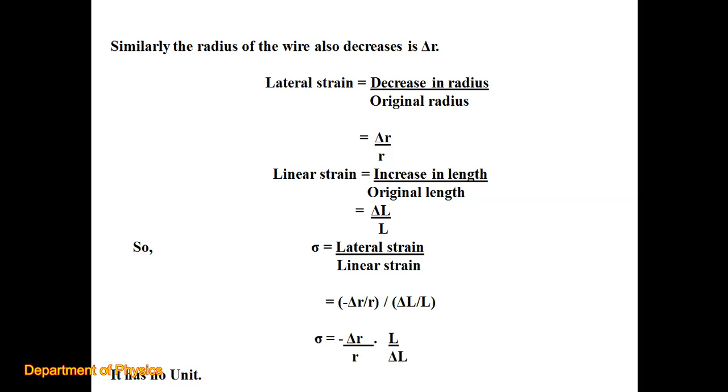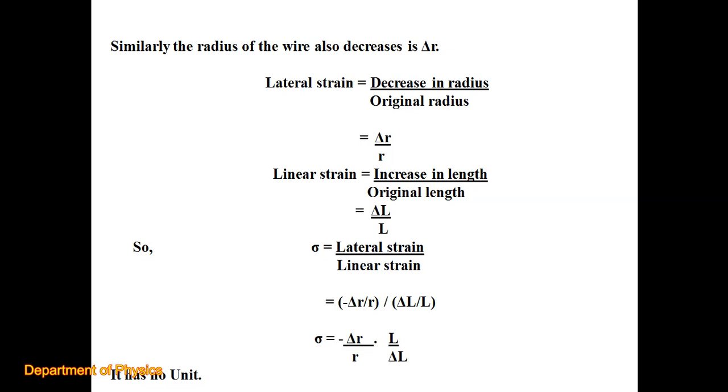So there is a change in the dimension for the side of the body. The thickness decreases. That is called the lateral strain, which is equal to the decrease in radius by the original radius. Decrease in radius is denoted by del R and original radius is R. So we can write lateral strain is equal to del R by R. And then the length also increases, that is called the linear strain. Linear strain is equal to increase in length by original length, del L by L.